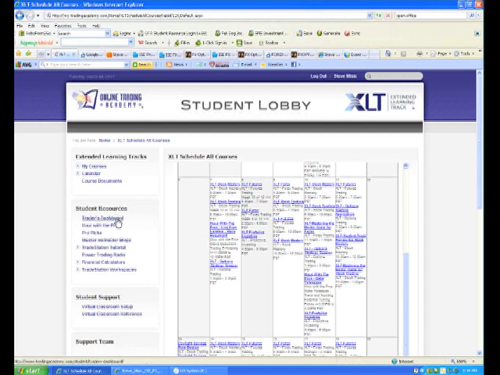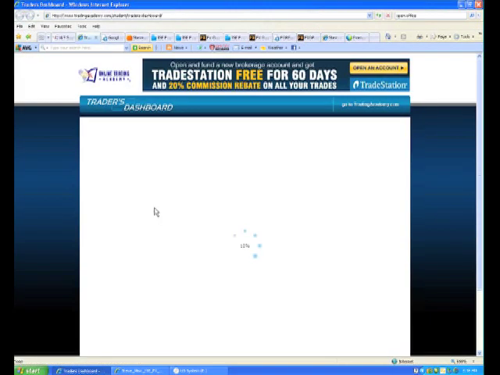Our Trader's Dashboard is a great tool because it has everything that we're talking about in one place. It's one of the reasons that I modeled my trading checklist, which I'm going to share with the rest of you, after this model, because all the information you need is in one place.